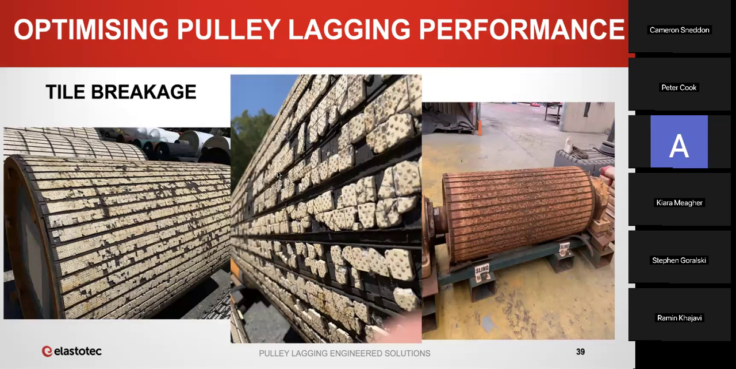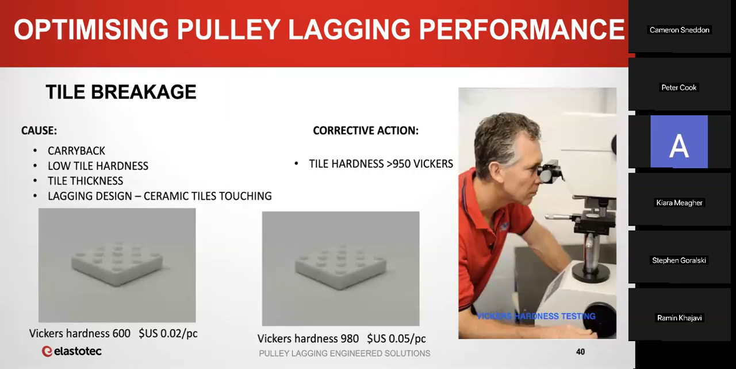The next failure mode that we'll look at is tile breakage, which you can see in these three photos. Quite severe tile breakage. Tile breakage is due to material being trapped between the belt and the pulley shell, and look, this can be difficult to completely eliminate in operation. There are things that you can do with the lagging that will reduce the tile breakage, and these are.